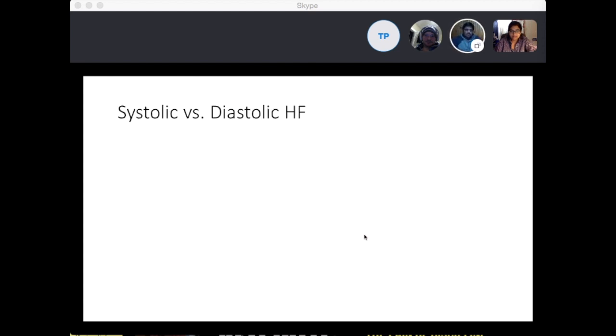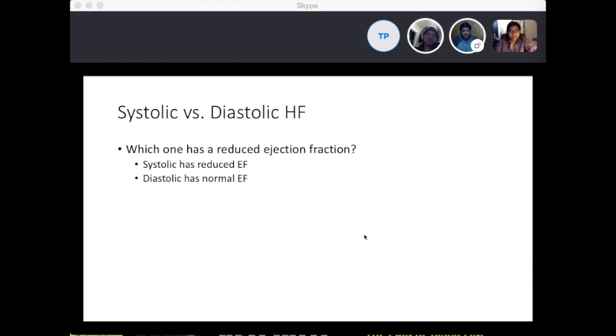All right, so let's look at systolic dysfunction versus diastolic dysfunction, or systolic heart failure versus diastolic heart failure. So let's start with something simple. In which one would you see a reduced ejection fraction, systolic or diastolic? Systolic. Yes. Systolic has a reduced ejection fraction and diastolic has a normal ejection fraction.